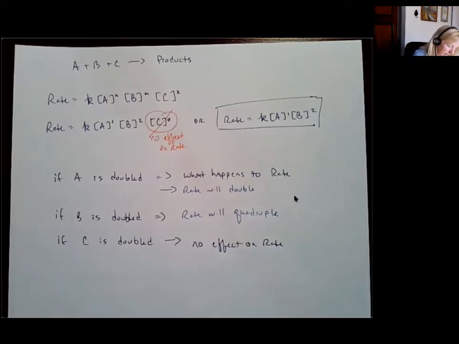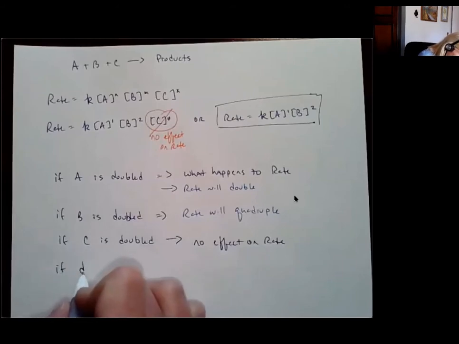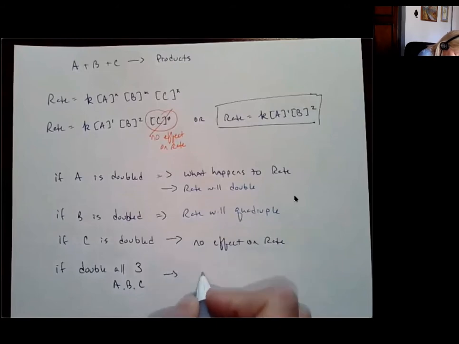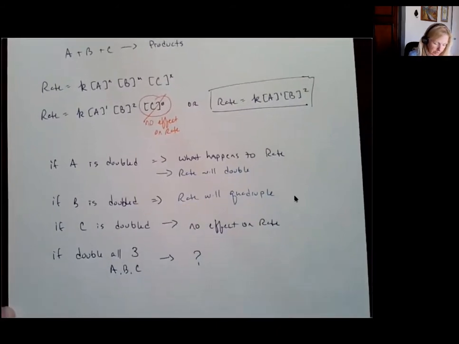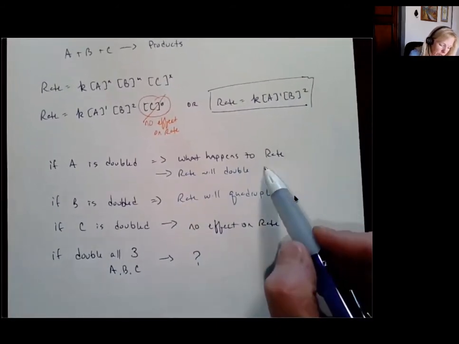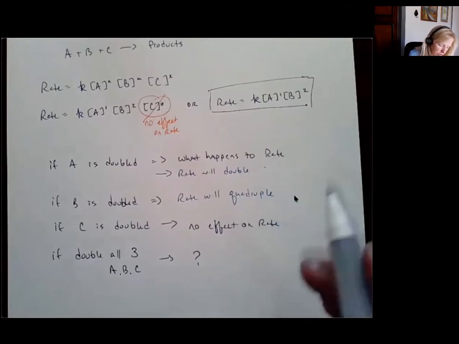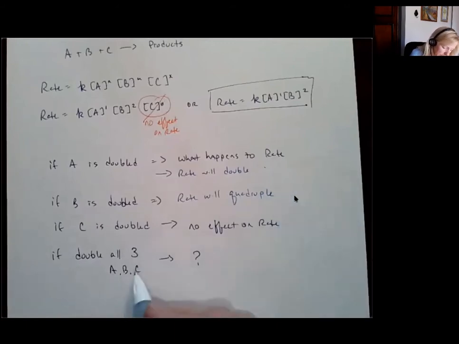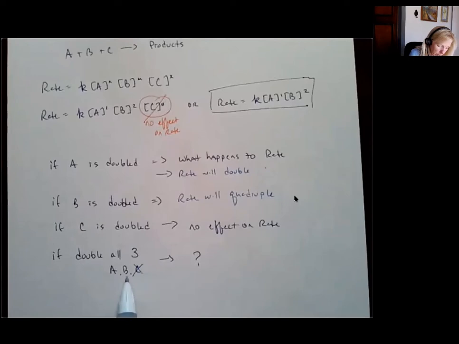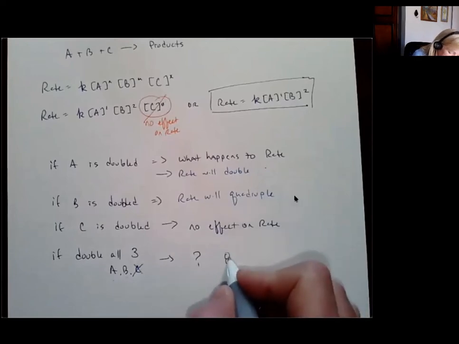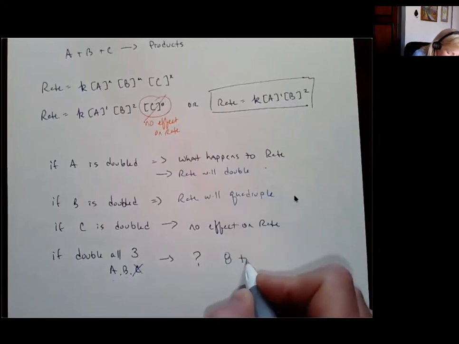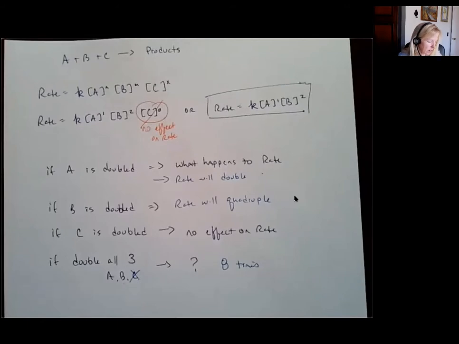Now let's say I double all 3, A, B, and C. What's going to happen to the rate? A will double the rate, B will quadruple it, and C doesn't have any effect. This will double, this will quadruple, so my rate is going to go up by 8 times. So that's reaction order.